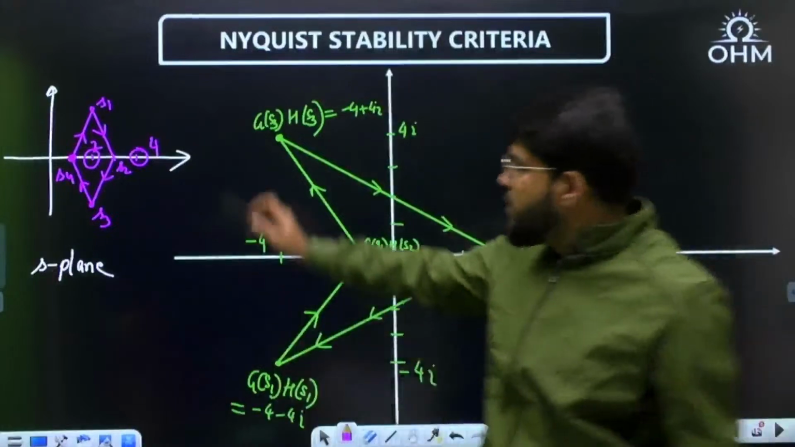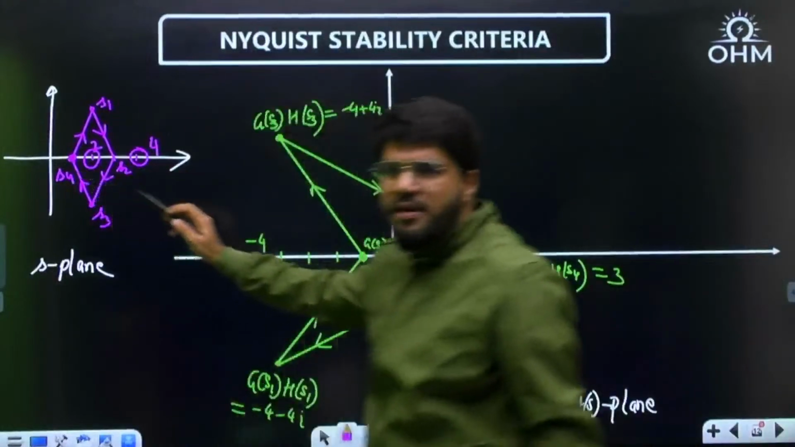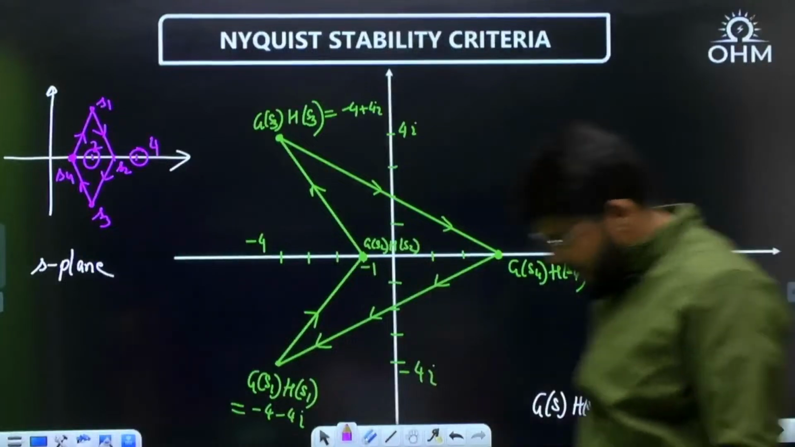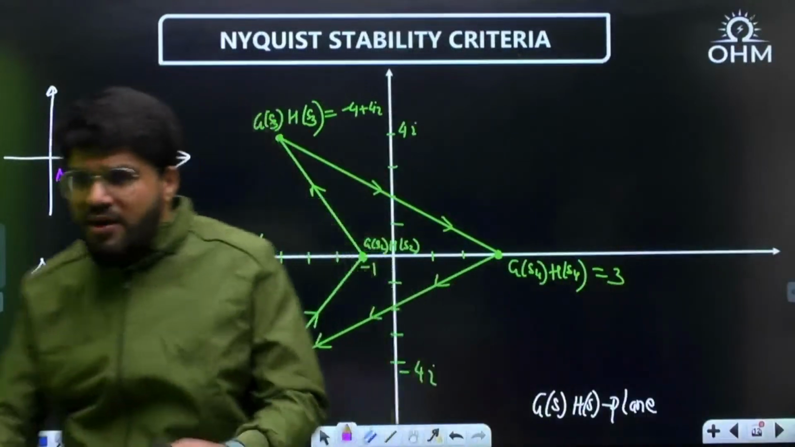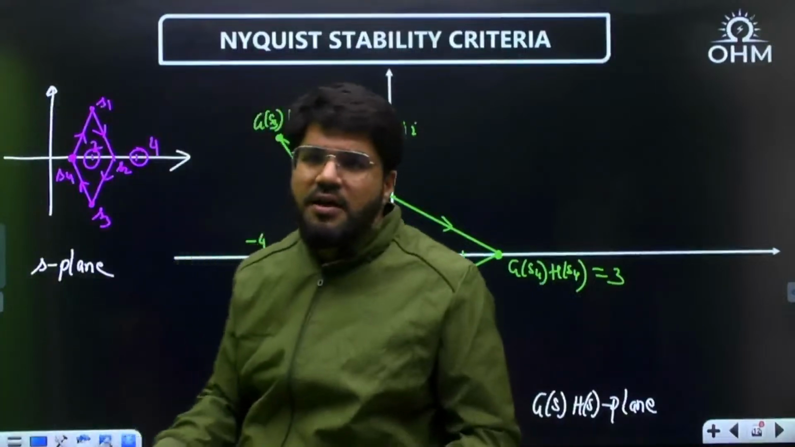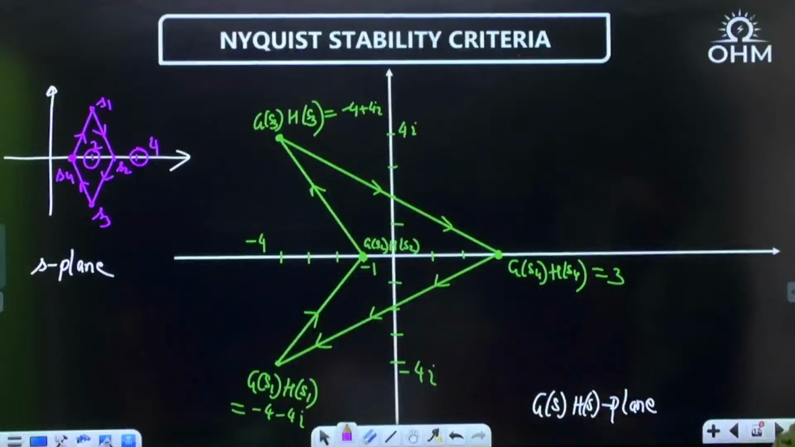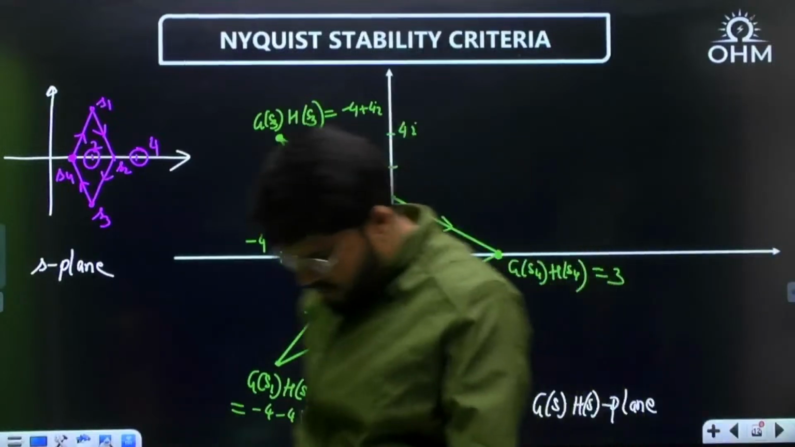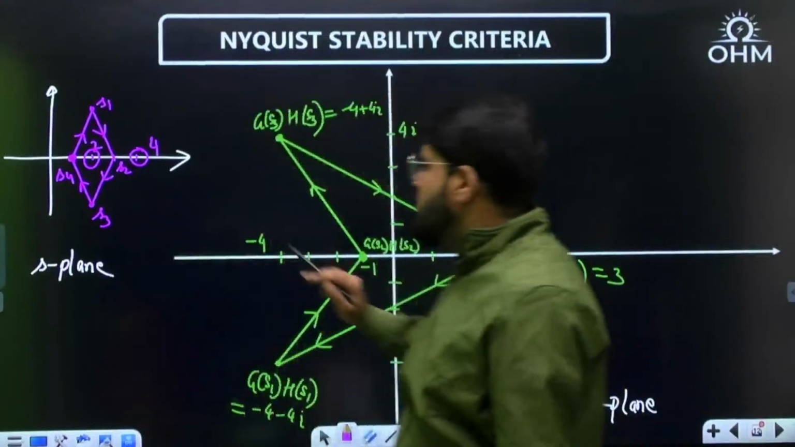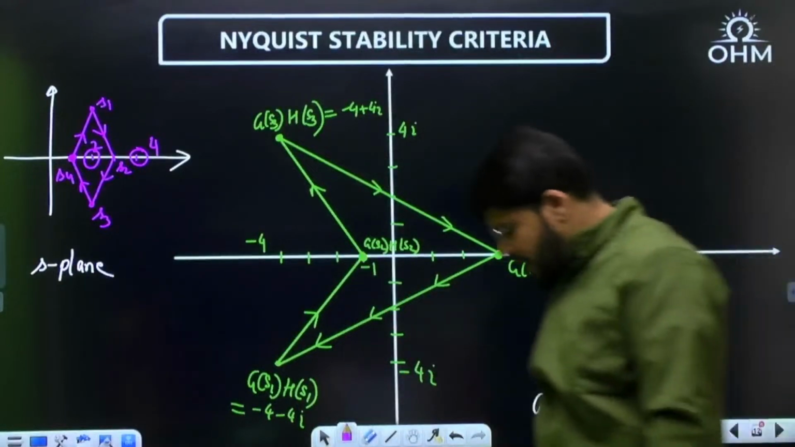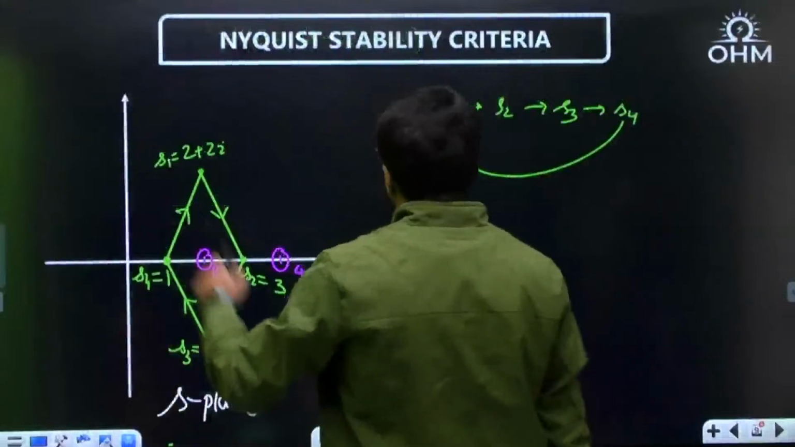Corresponding to these values of S in the S plane, the values of G(S)H(S) are plotted in the G(S)H(S) plane. Slowly, we'll link how this calculation, this plotting, is related with stability. Everything will come into picture. Everything will combine. Just keep following right now.